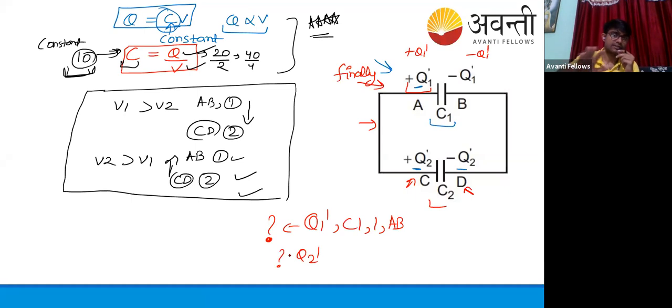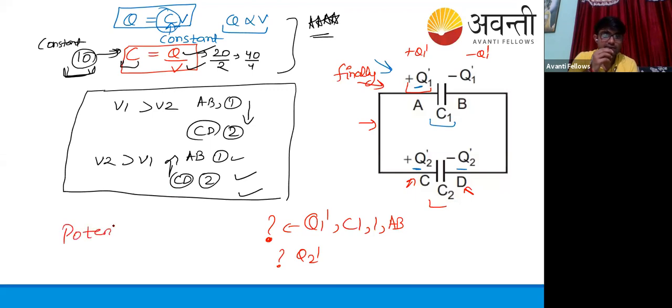And finally I told you with time there will be a condition when the charges will again stabilize on the plates of the capacitor. So these stabilized charges are say Q1 dash and Q2 dash, and we need to find Q1 dash and Q2 dash. But finally one thing will be common. The thing which will be common is potential.